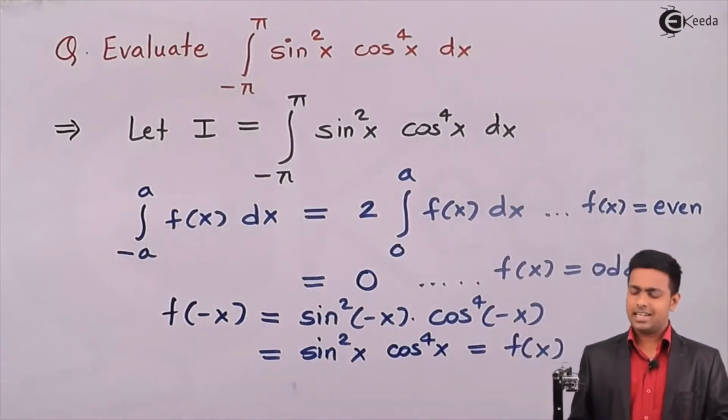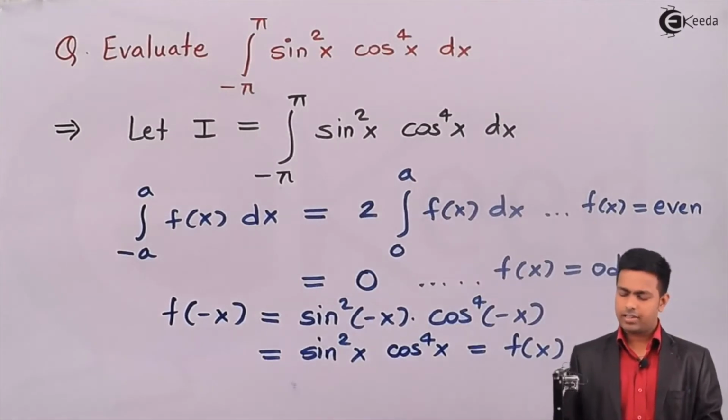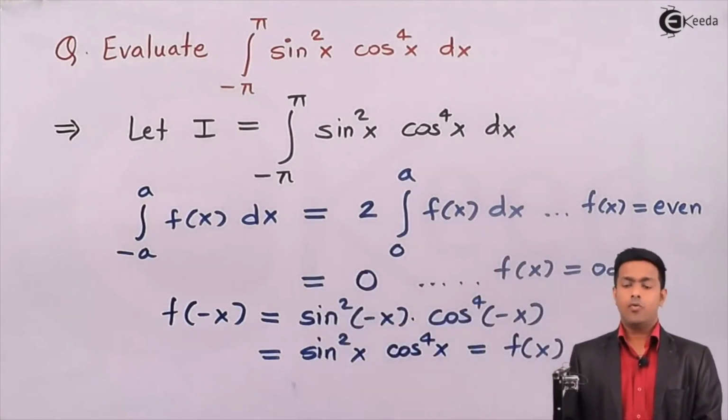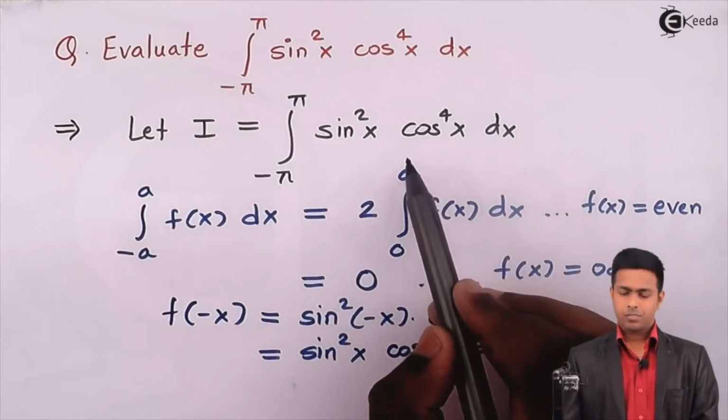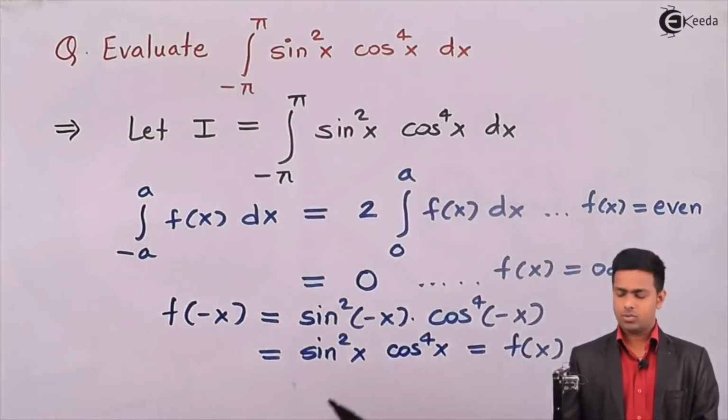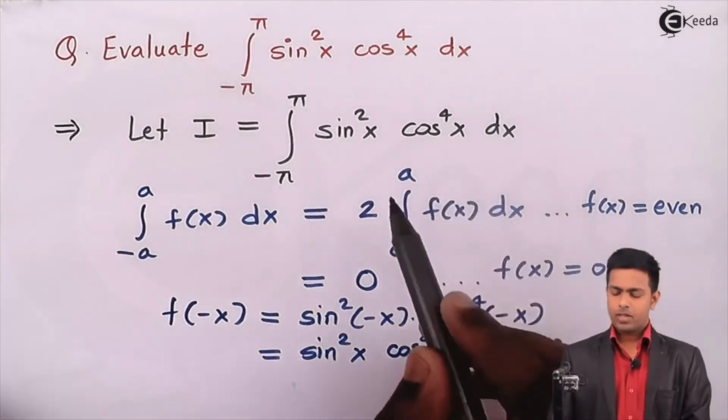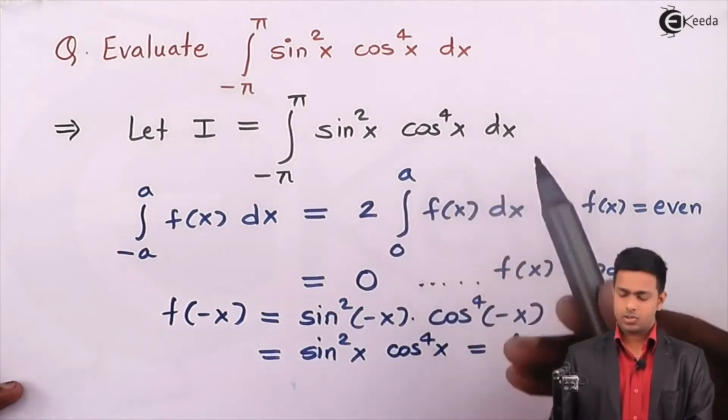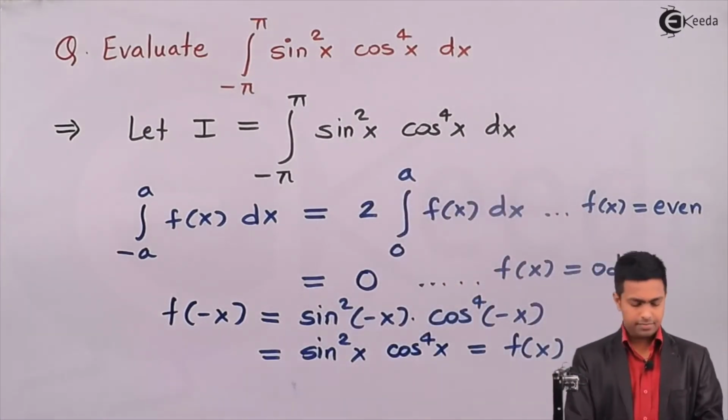So guys, it means we are getting the original function f of x back. Hence we can say that this given function is an even function, and therefore we'll write down this result, which is 2 times the integral from 0 to a. In our case a is pi, so 2 times the integral from 0 to pi of sine square x cos raised to 4x dx. I'll write it down on the next line.